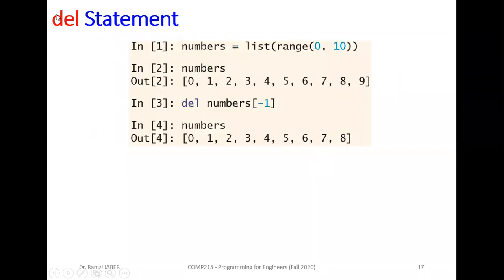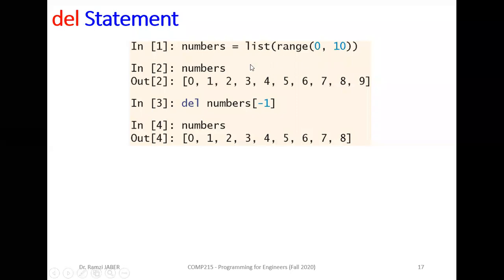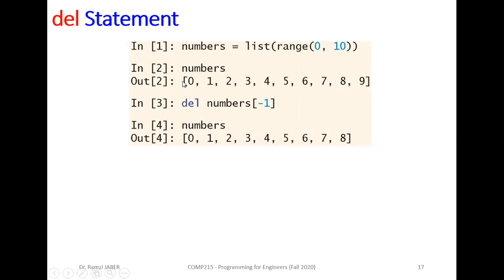Okay. The delete statement, del statement. Example: we have numbers equal list range 0 to 10. We can fill the list by the function range, minimum, maximum. So we fill the numbers from 0 to 9, always maximum minus 1. So these numbers will be a list from 0 to 9 using this built-in function range. Now we want to delete numbers minus 1.